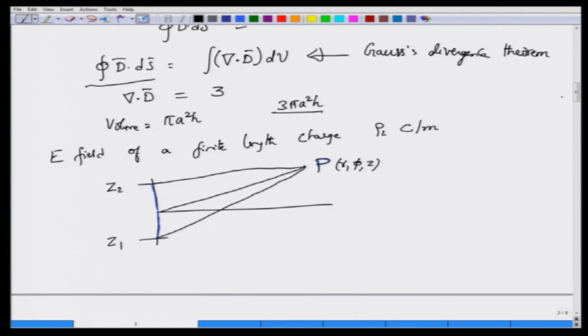Similarly, if you try to move below Z1, there will not be any charge. So, the symmetry in the Z axis is broken, which is another way of saying that the corresponding electric field will be a function of Z.